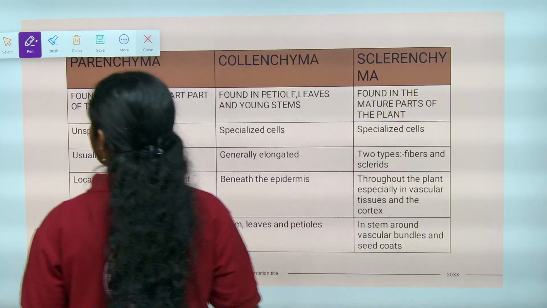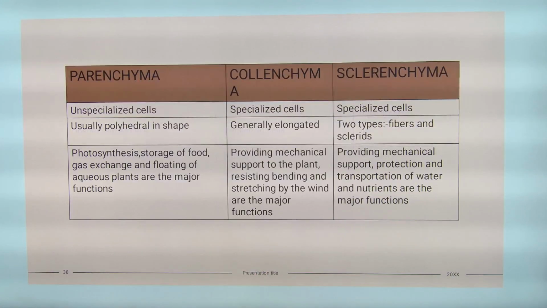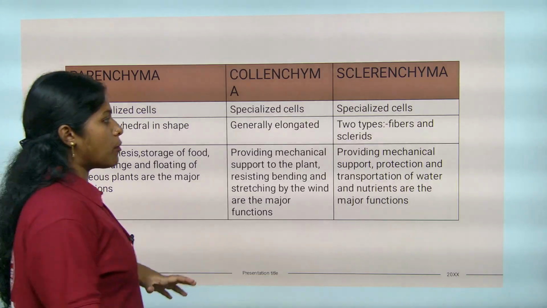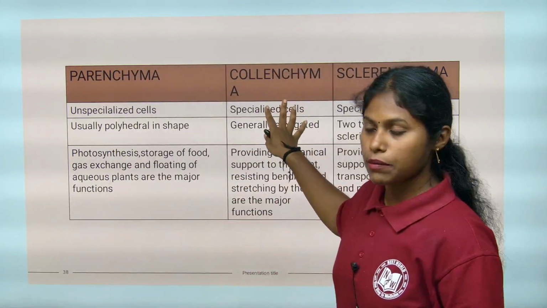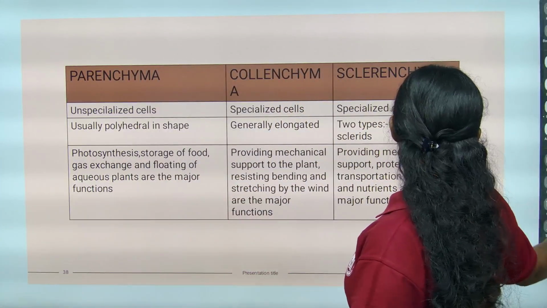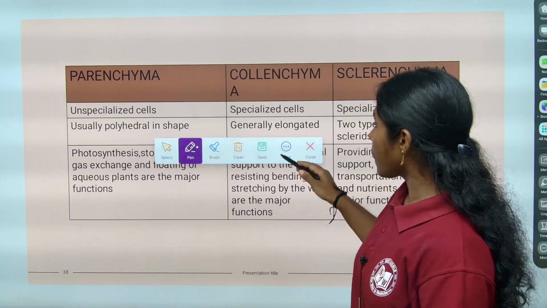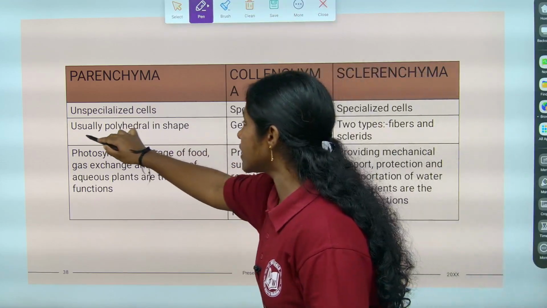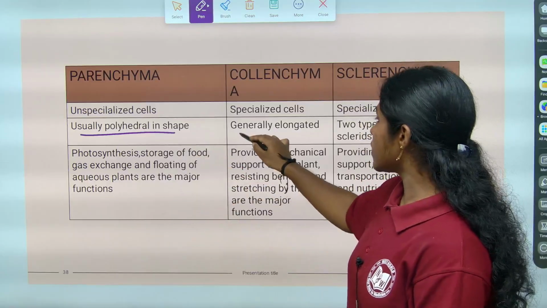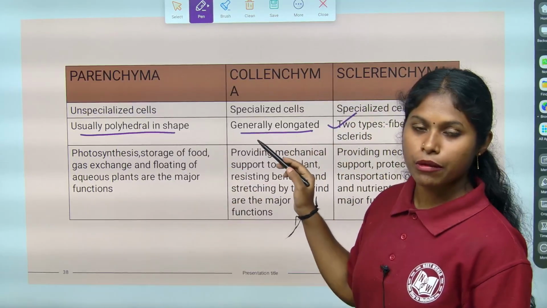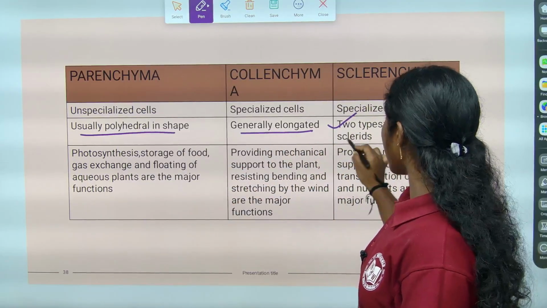So coming to the next, parenchyma cells are unspecialized, we know about it. Collenchyma is specialized, Sclerenchyma is specialized, right? So let's see, children. These are polyhedral in shape, of course. These are elongated, and the Sclerenchyma are of two types: fibers and also sclerids.